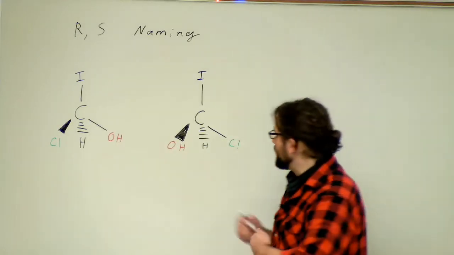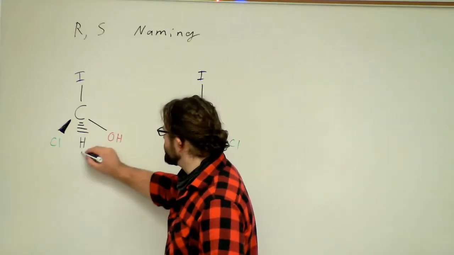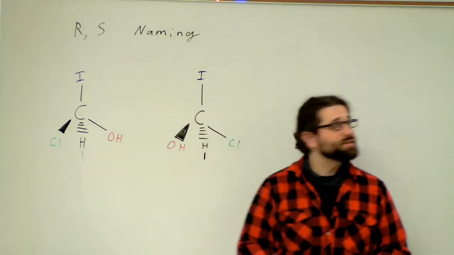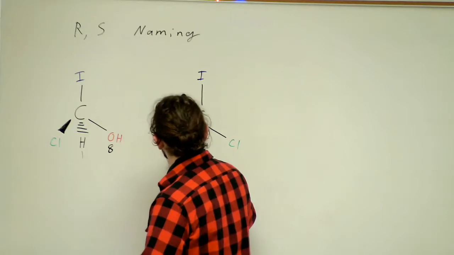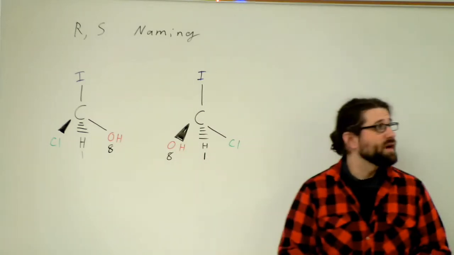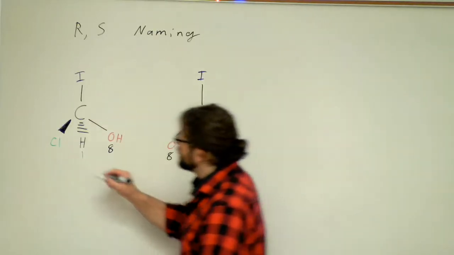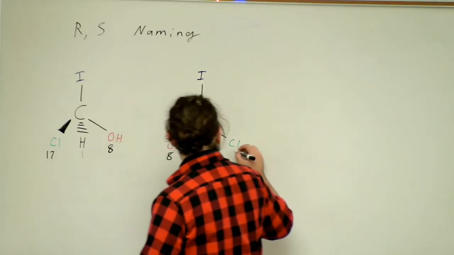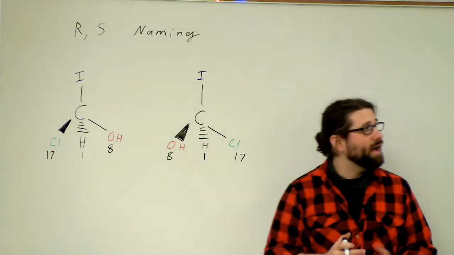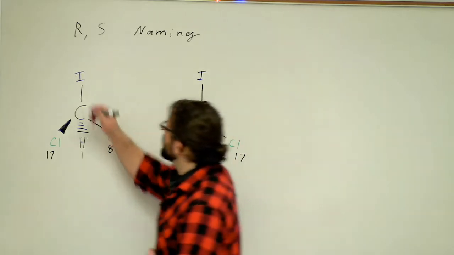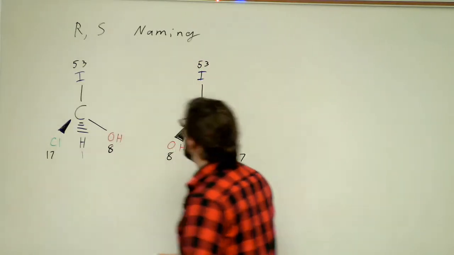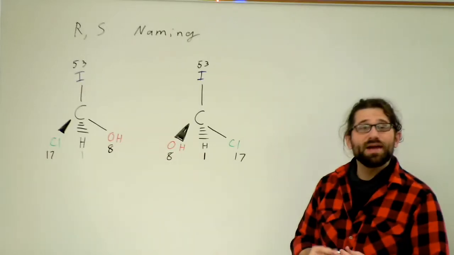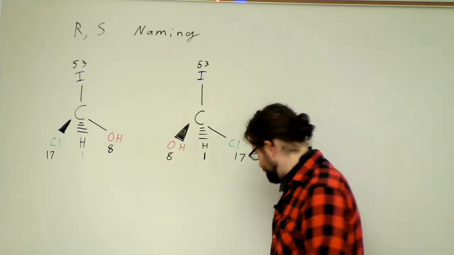Hydrogen, that's got the atomic number of 1. Both cases, it's going to be the same. Oxygen, that has an atomic number of 8. Chlorine has an atomic number of 17. And iodine has 53. If you'll remember correctly, our higher number wins. So iodine has our highest priority in both cases.